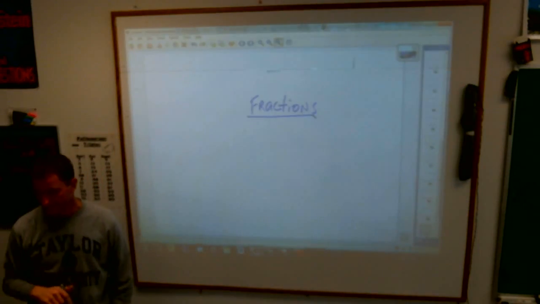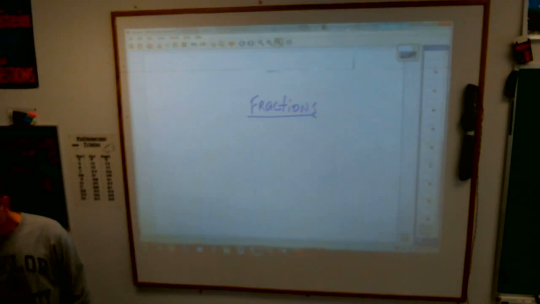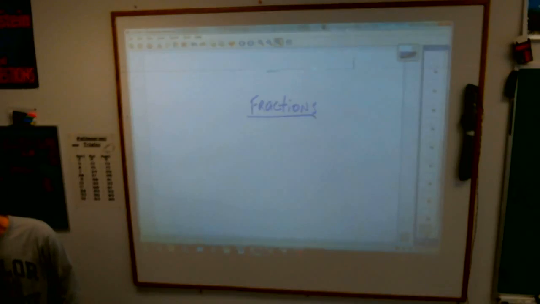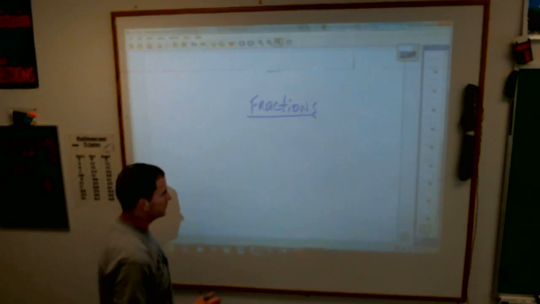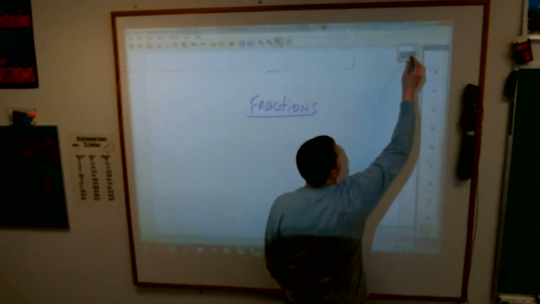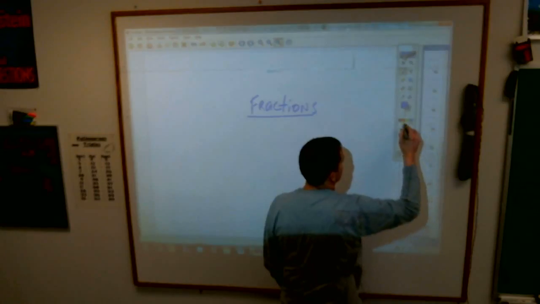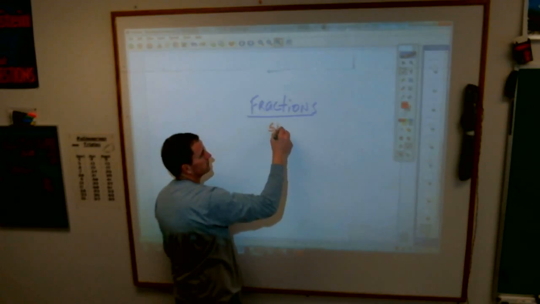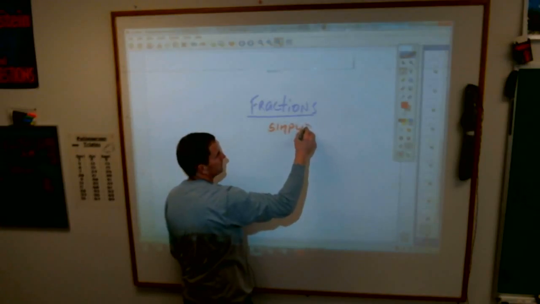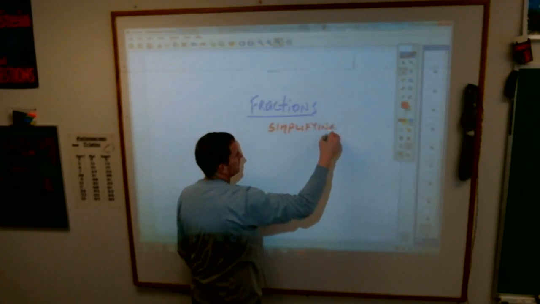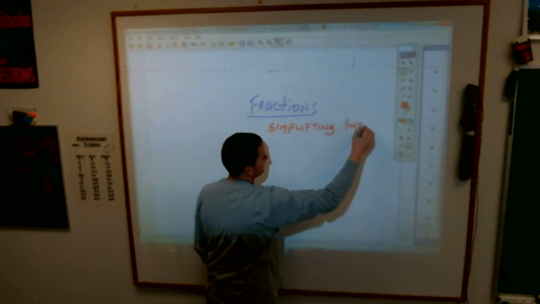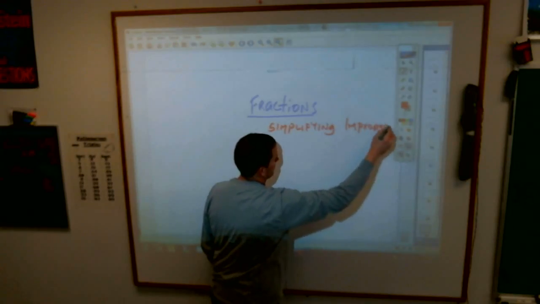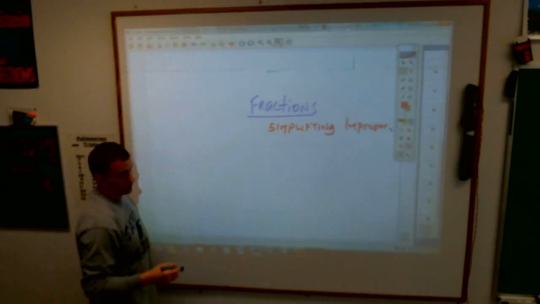And the little subheading here is simplifying improper fractions. Simplifying improper fractions. And what is meant by an improper fraction, by the way?